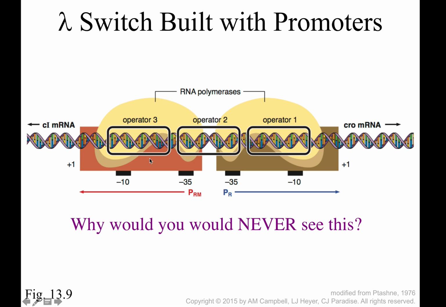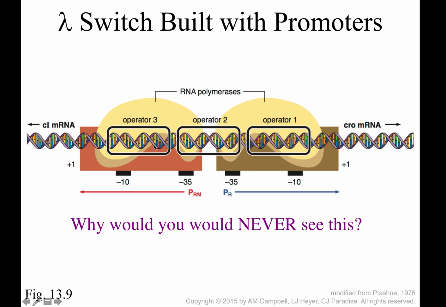These RNA polymerases bind to promoters, okay? Either promoter RM or promoter R. They are facing back to back to each other. Promoter RM transcribes in this direction, off to the left as you look at it, and promoter R transcribes off to the right as you look at it, and they produce different products. The one promoter RM produces an mRNA and then a protein called CI, and then the one off to the right here produces an mRNA and then a protein called CRO.